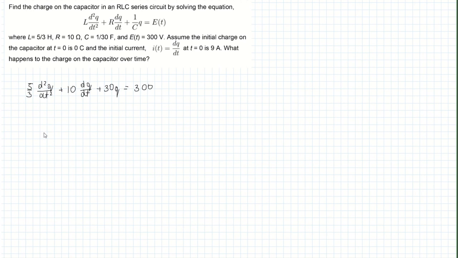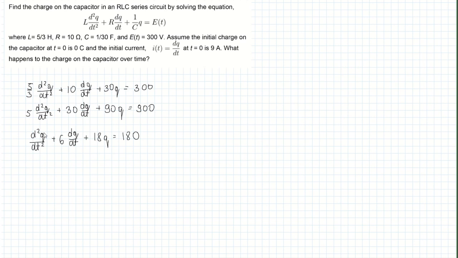Now I will simplify this equation by multiplying both sides by 3. So now it's 5 times the second order derivative with respect to t, plus 30 times the first order derivative with respect to t, plus 90 Q is equal to 900. Now I will divide both sides by 5. Plus 6 dq over dt plus 18 q is equal to 180.